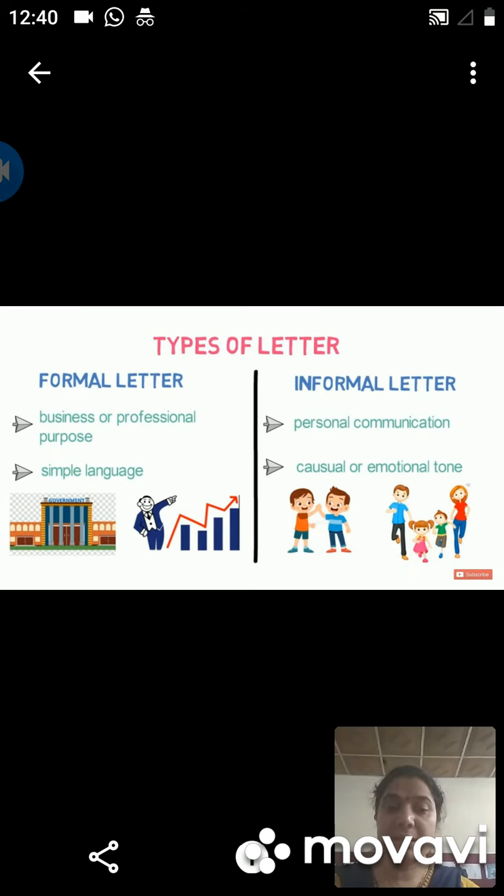Formal letters are basically for business purposes, for a letter to the editor, maybe to the principal or some higher authorities. The language should be specific and simple, and it must be formal. Whereas in an informal letter, we write to our parents, grandparents, friends, and here the communication should be personal and casual also. Here you can give your emotional tone with your language. So this is the basic difference between formal and informal letters.